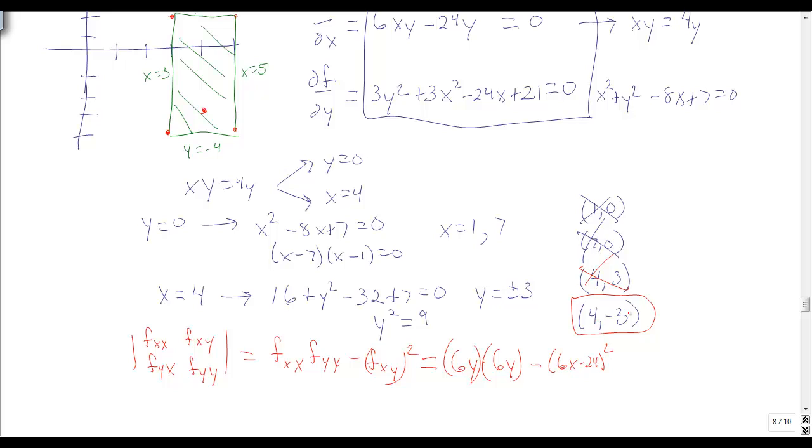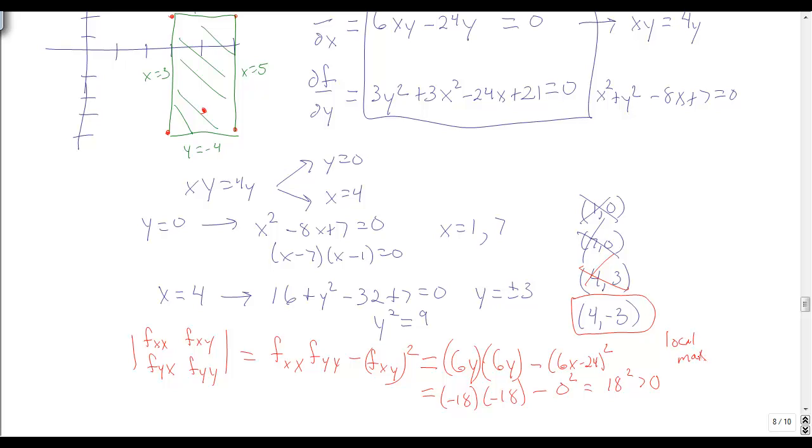And then you could plug in 4 for x and negative 3 for y. And what you would get is negative 18 times negative 18 minus (24 minus 0) squared. So this is going to be, in the end, 18 squared, which is greater than 0. That tells me this is a local min or local max. Because fxx is negative, here what I'm going to get is a local max.